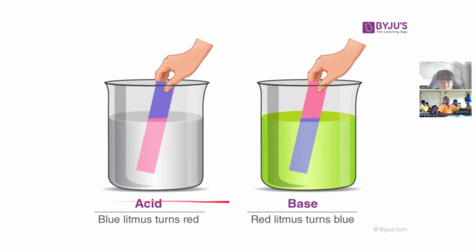So here is an example. Dipping blue litmus paper into acid turns it red. For base, dipping red litmus paper into the solution turns it blue.